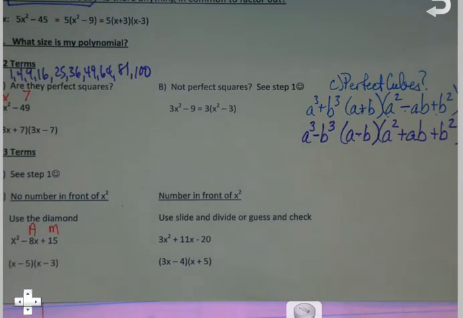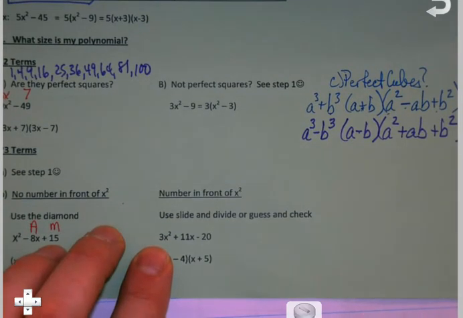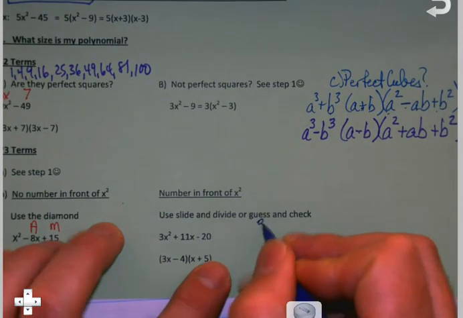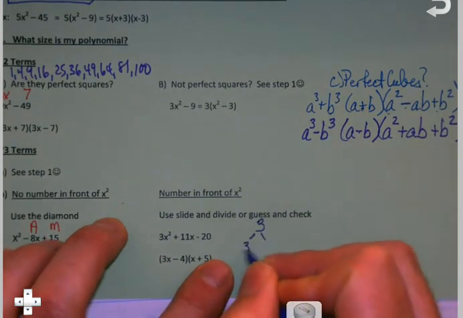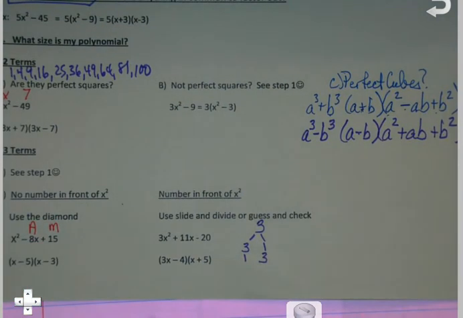So what my job would be at this point would be to take my 3 and try to figure out, okay, what numbers can multiply to get 3? Well, I don't have many choices now, do I? So I'd say, okay, it could be 3 and 1, or it could be 1 and 3. And I'm going to write both ways that I could write that, and you'll see why in just a second.